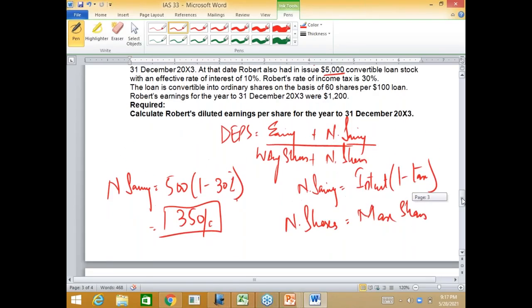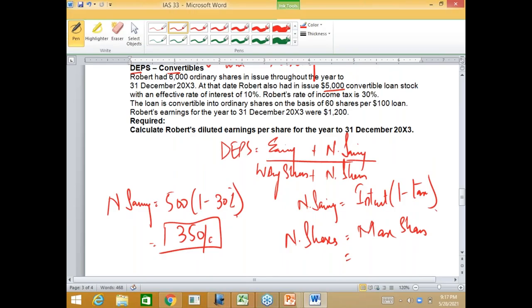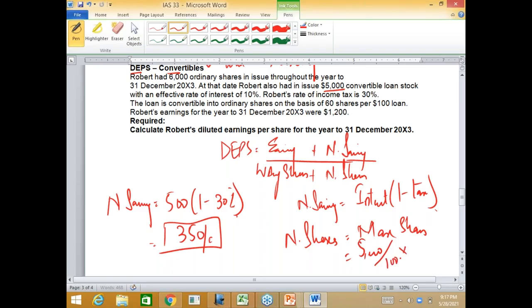With respect to notional shares, you need to take the maximum number of shares that the convertible loan instrument can be converted into. So here we have got the value of the loan, which is 5,000, and each 100 of loan can be converted into 60 ordinary shares, which will be 3,000.